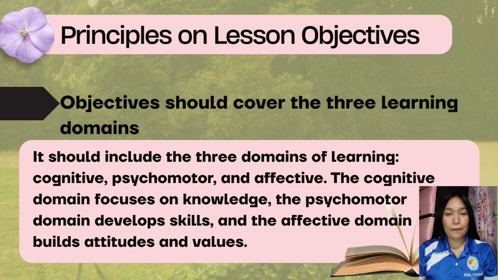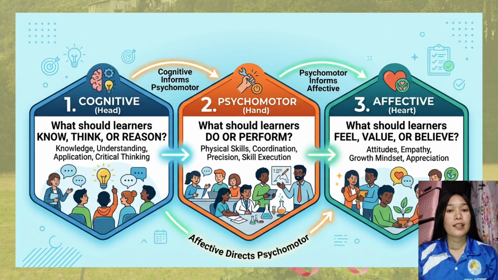For example, in a lesson about plants, the learners may identify the parts of a plant for cognitive learning, and then draw and label the parts for psychomotor learning, and lastly, show care for plants for affective learning. By including these 3 domains, teachers can provide a more complete learning experience and help develop learners intellectually, practically, and emotionally. Let's take a closer look at these 3 learning domains.